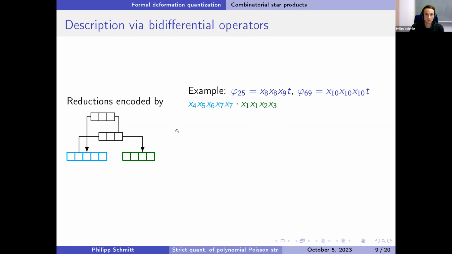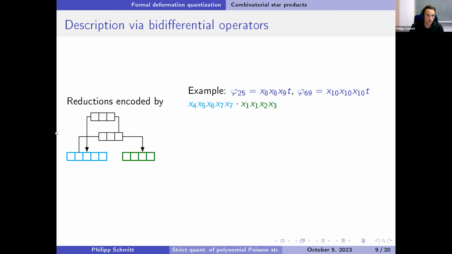Okay, and to do so, let's look at an example again. Let's take some monomial here written in blue and one in green, and let's say we want to compute the combinatorial star product, but now we don't want to compute the whole combinatorial star product. We just want to compute certain contributions to it that will be encoded by a graph like the one here to the left.